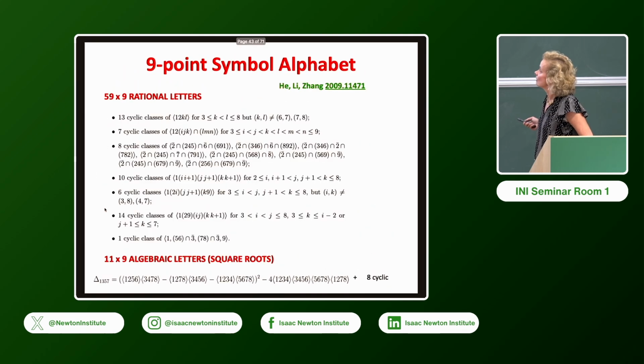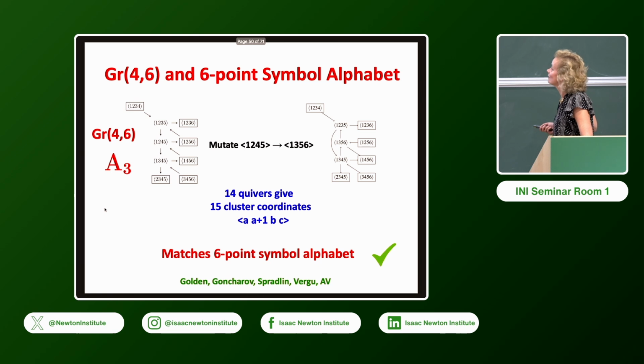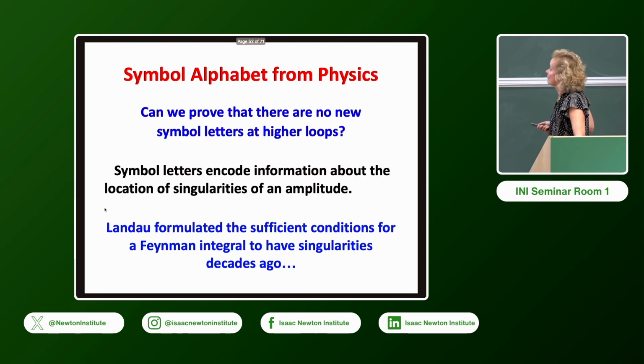That was quite amazing because it came from a completely different approach, mathematics. Cluster algebra by now is a subject in itself. There are classes taught in universities on that. For 7 points, it's Gr(4,7). It turns out that it's E6. The 2 by 3 quiver that is drawn is mutation equivalent to E6. I should have drawn it. The number of quivers starts growing: it's 833 quivers. If you write down all your cluster coordinates, that would be exactly the alphabet that you saw in the previous transparency.